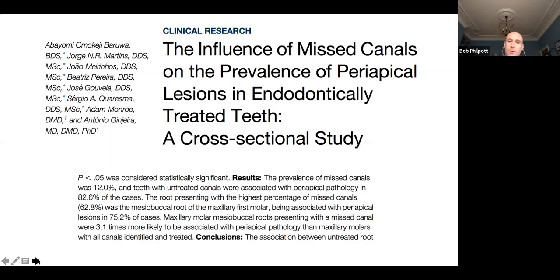But missed canals can have a profound effect on outcome. If you look at this paper, they found there was about 12% incidence of missed canals, okay?